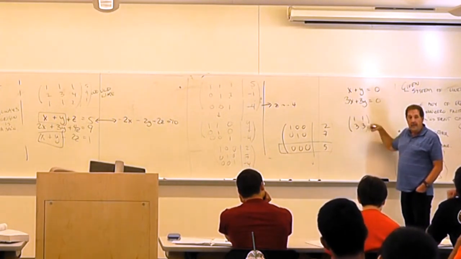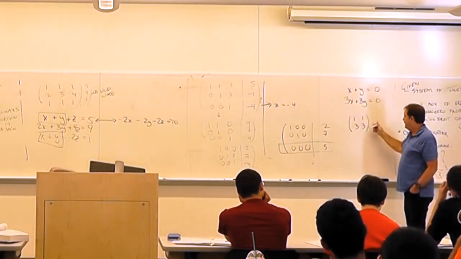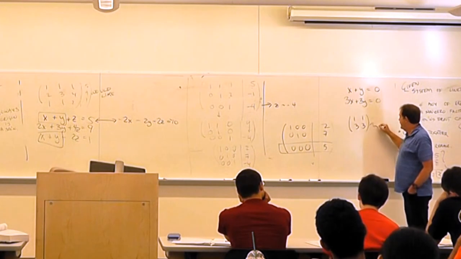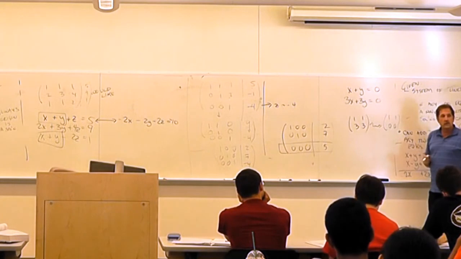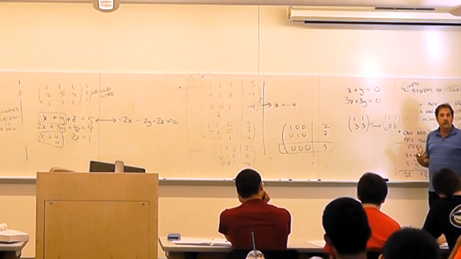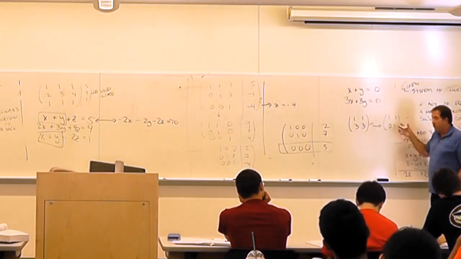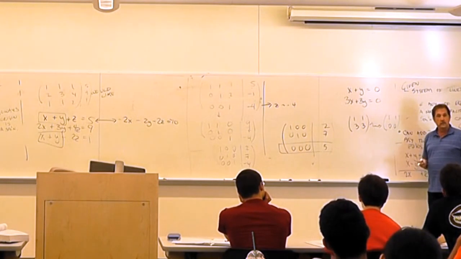So if I do the game where I try and get rid of something, I can get rid of these 3s quite easily. This becomes 1, 1, 0, 0. I have a row of zeros. I'm not going to be able to solve this. So I'm left with a whole line of solutions.